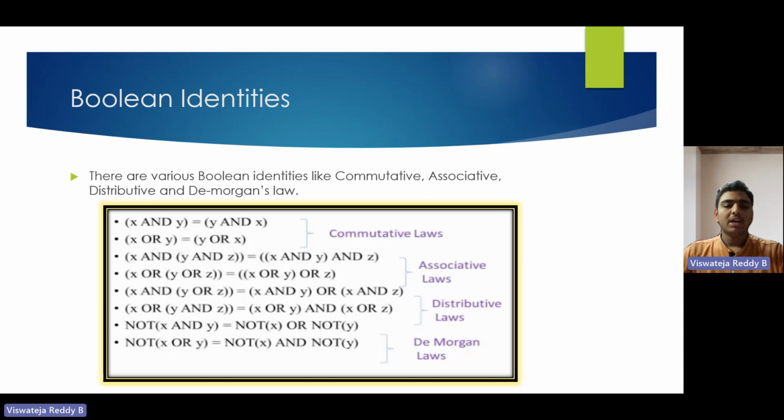Not of x and y is equal to not of x or not of y. Not of x or y is equal to not of x and not of y. These are the Boolean identities. So it is very important to remember all these four Boolean identities: commutative law, associative law, distributive law, and De Morgan's law.